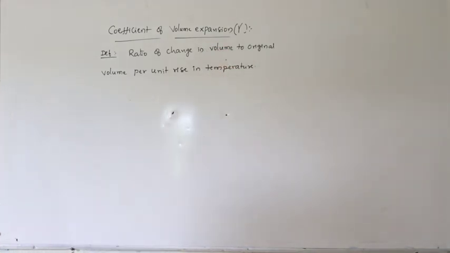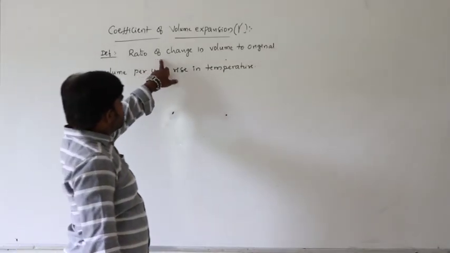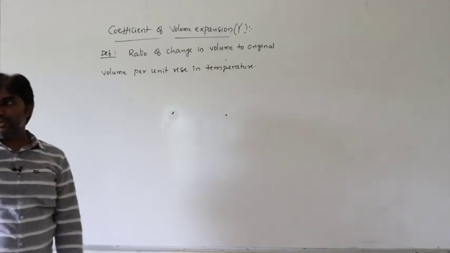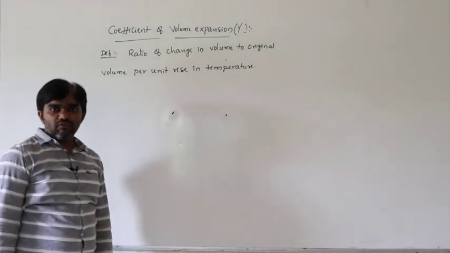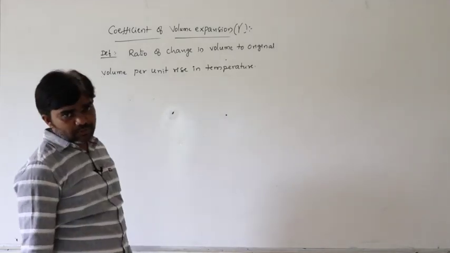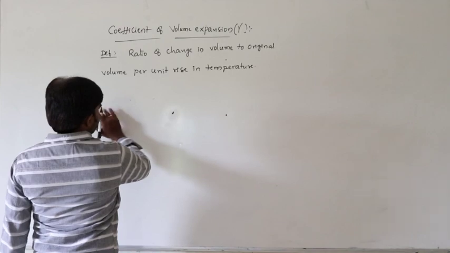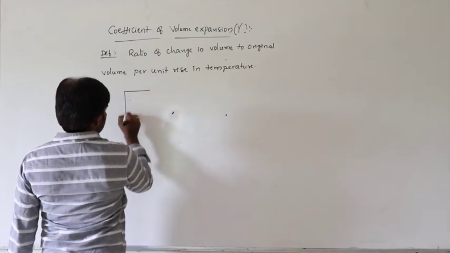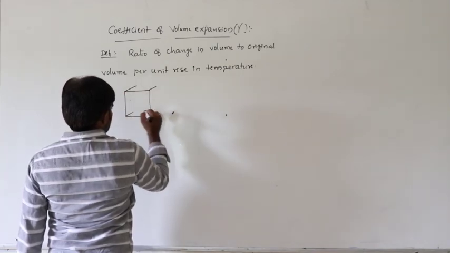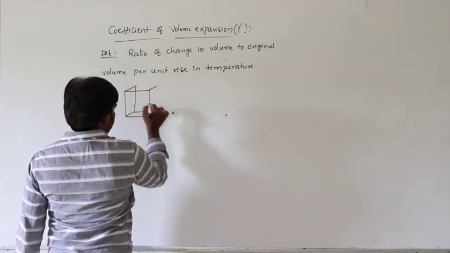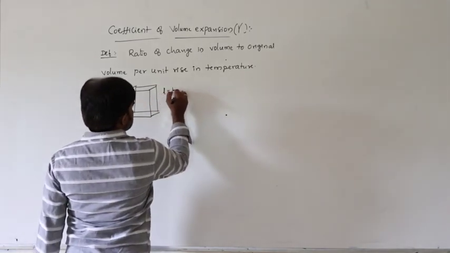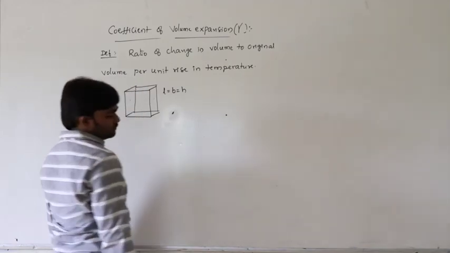So, the coefficient of volume expansion is defined as the ratio of change in volume to original volume per unit rise in temperature. So, this is the coefficient of volume expansion. Let us see the derivation. See here it is a cube. So, L is equal to B is equal to H here. So, it is a cube.